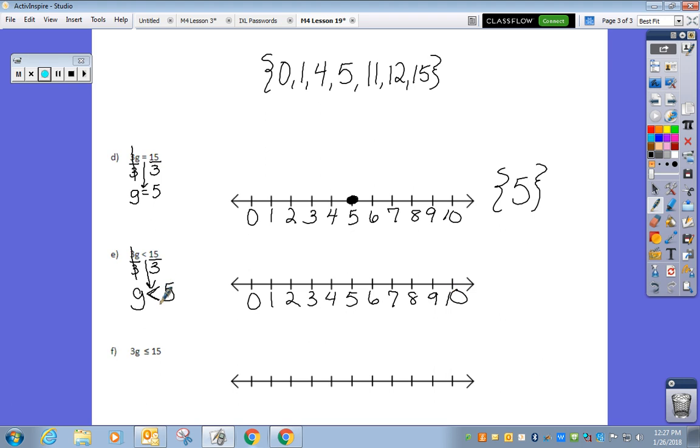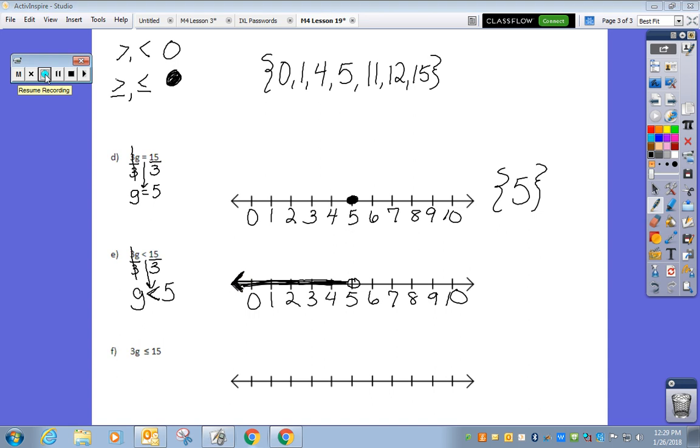This is less than, so remember greater than or less than means open circle. Greater than or equal to, less than or equal to means closed. So since it is less than, I will be doing an open circle at the number 5. It's saying that g, or the number, is less than 5. Notice the way the symbol is pointing. That means I'll be shading on my number line to the left, and the arrowhead as well.